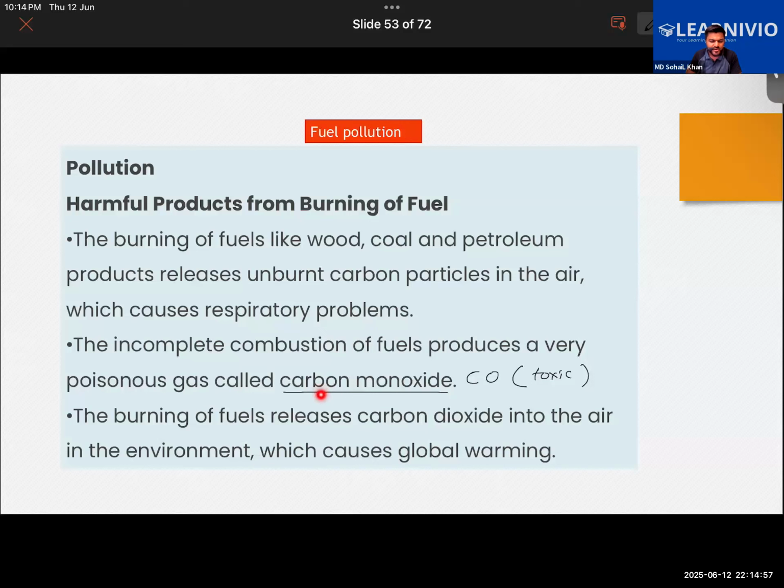Further, in general, burning of fuel releases carbon dioxide into the air also. Any fuel will be releasing some amount of carbon dioxide. Some of them will be releasing less, some more, but almost every fuel releases carbon dioxide into the air, and that is the leading cause of global warming.